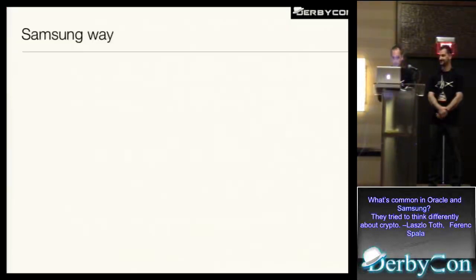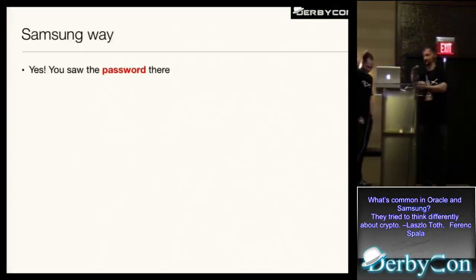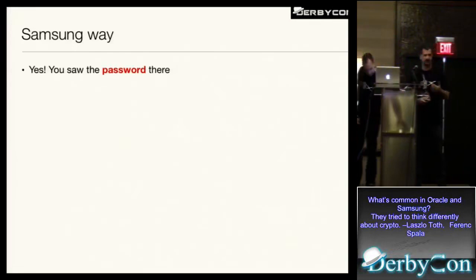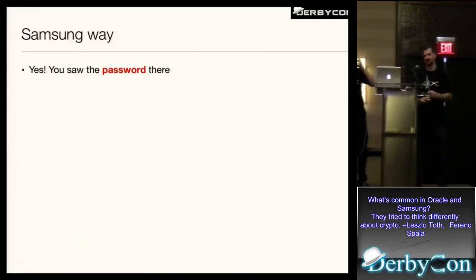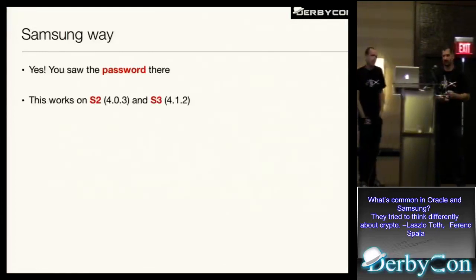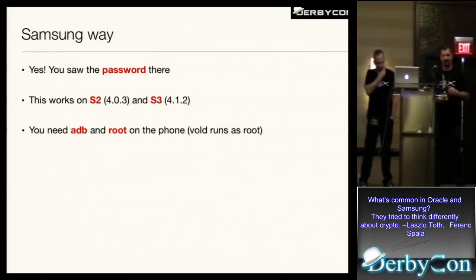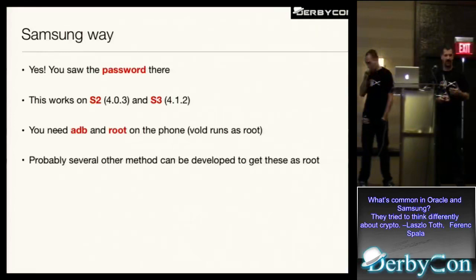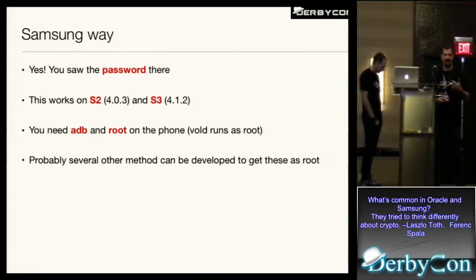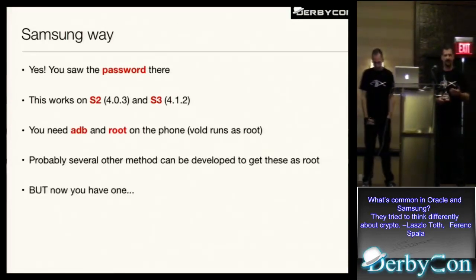Okay, so let's go back to the show. Besides the clear text encryption key, you can find the actual password too in the VOLD process memory. This works on S2 and S3 versions. Of course, you need root privileges, and we use Android Debug Bridge in our module. And I know, if you have root privileges, the game is over. I'm sure several methods can be developed to get the same information. However, now you have one, and it can come in handy in certain circumstances.